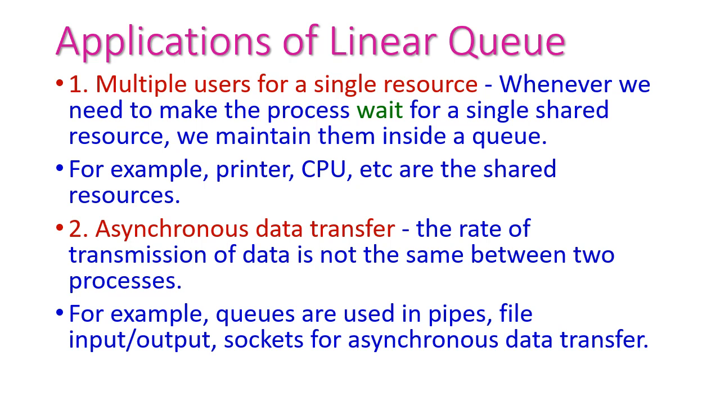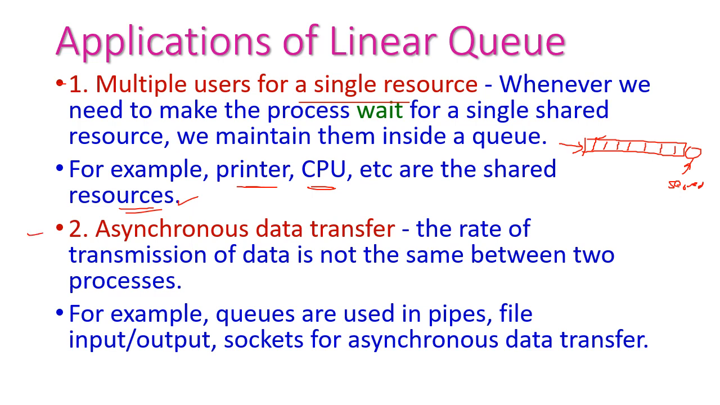Next, let us see the applications of queue. The first one is multiple users for a single resource. Whenever processes try to access a single shared resource, we can make those processes wait inside the queue until they get served. For example, a shared printer inside the office, or the CPU, where more processes try to access the CPU, and these are shared resources. Here, the processes will wait inside the queue. Okay, this is the first application.